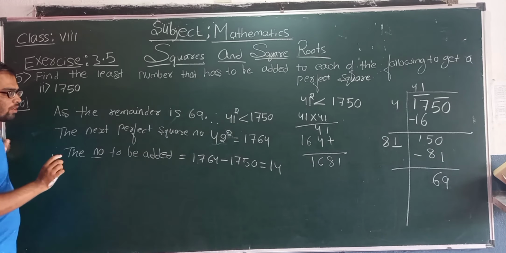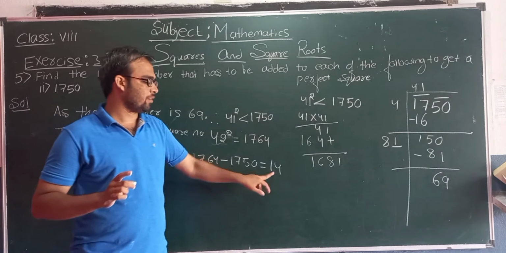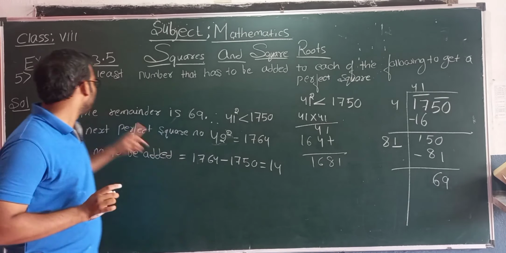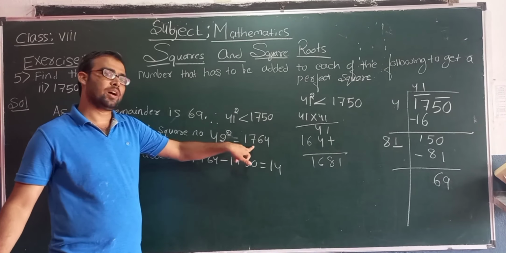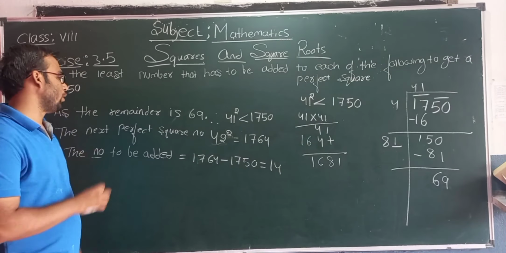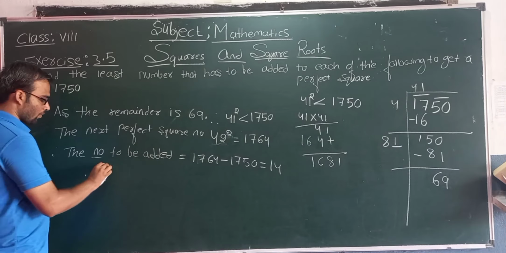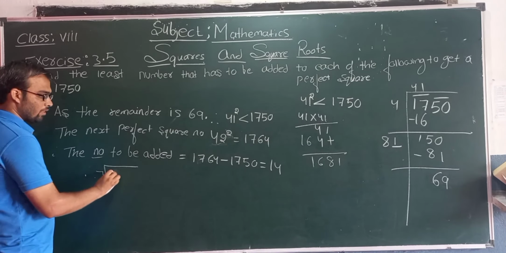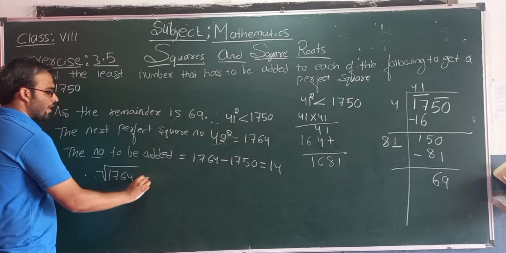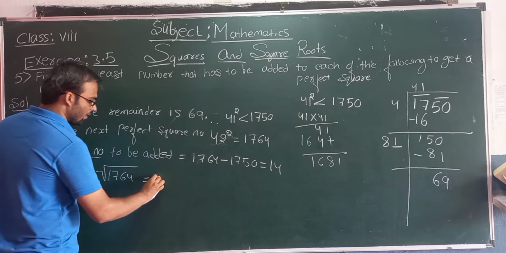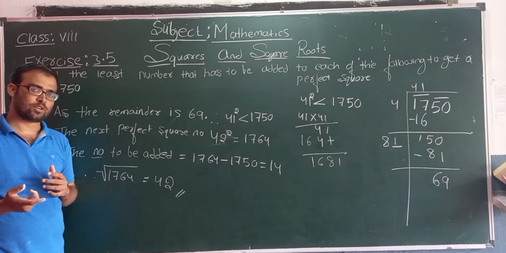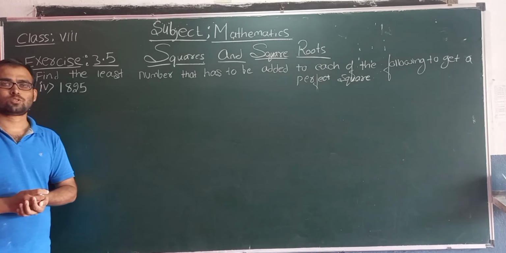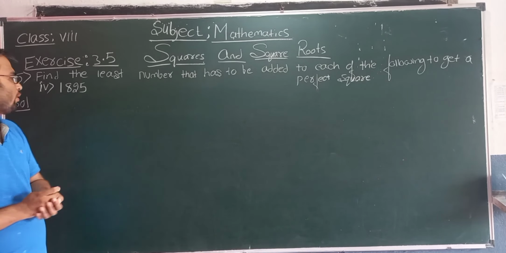Okay. Therefore, when we add 14 to the given number, which number are we getting? We are getting 1764. Okay, so therefore the new number will be 1764. And what is the square root of this? That is 42. Okay, the square root of 1764 is what? 42. Students, now let's solve the fourth question. Okay, so what have they given?